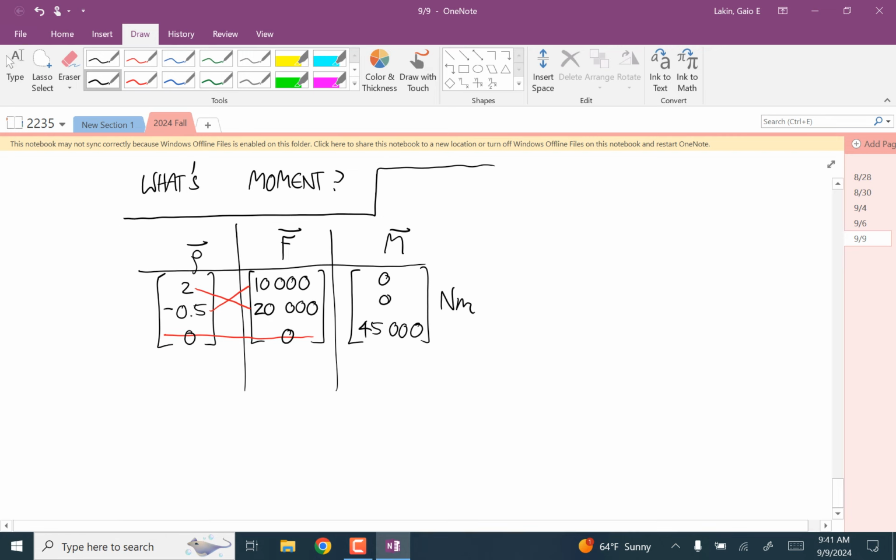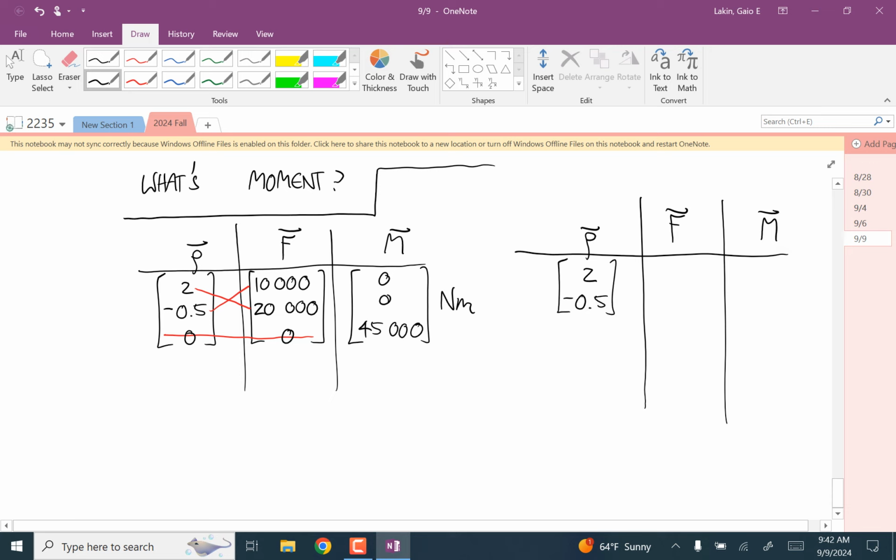And we could have also written this as 2, negative 0.5. Since this is just in the plane, write this one as 10,000, 20,000, and then write the moment as 45,000, because we know it has to be the z component. Just remember as you're doing this, that really represents the component of a vector. These moments are always vectors.